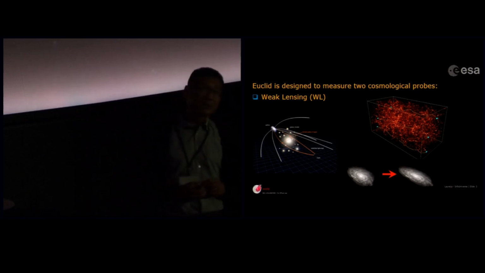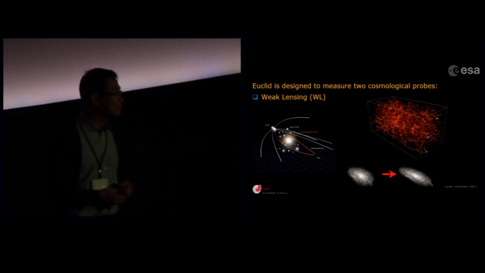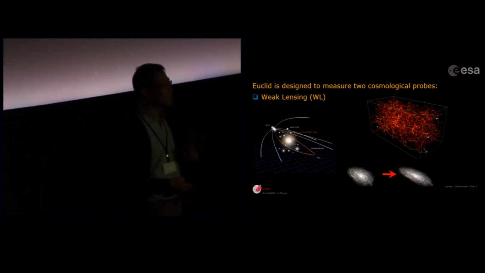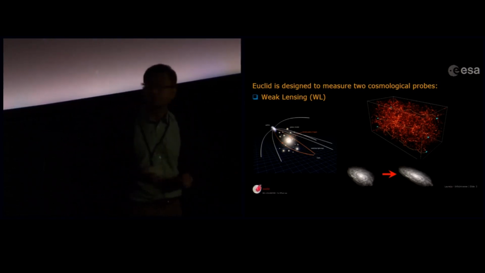Now, the galaxies themselves, in order to get enough statistics, are of the order of a fraction of an arc second. Measuring the ellipticity is not that difficult, but knowing how accurately you measure this ellipticity, that's the problematic part in this mission.